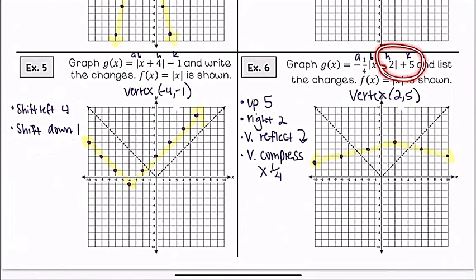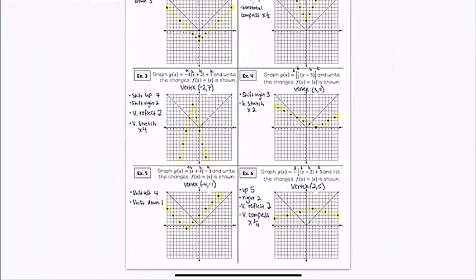So here we moved to the right and we went up. We flipped over right there from that negative sign. And then we had a vertical compress. So we pushed it down like this, and that made it wider by a factor of 1/4. Okay, hopefully that is a good overview for you to understand how to do transformations. Just a reminder, the practice on this is on Delta Math.